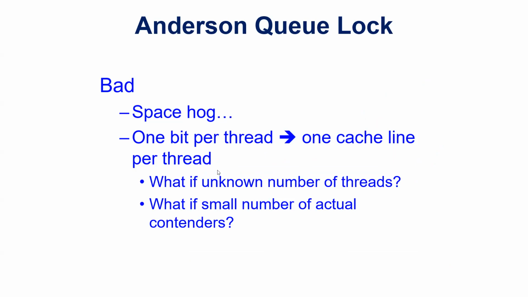And one more is, if I want to use this Anderson lock, I should know the maximum number of threads I want to run. If I don't know the number of threads, it's not possible to implement the Anderson queue lock. So I should know the total number of threads ahead. And if a small number of contenders are there, what will happen? If I have a small number of contenders, then we can use the TAS lock or TTAS lock. So that is also one more problem.